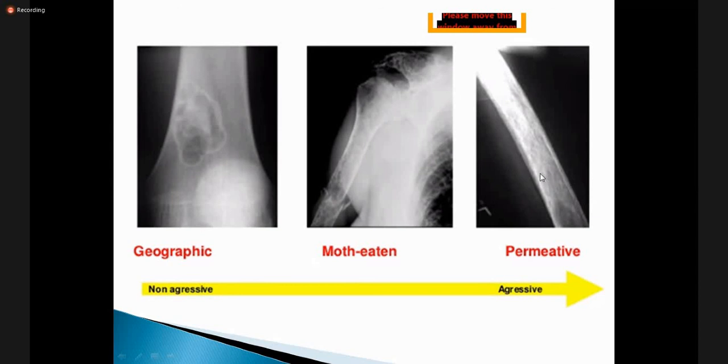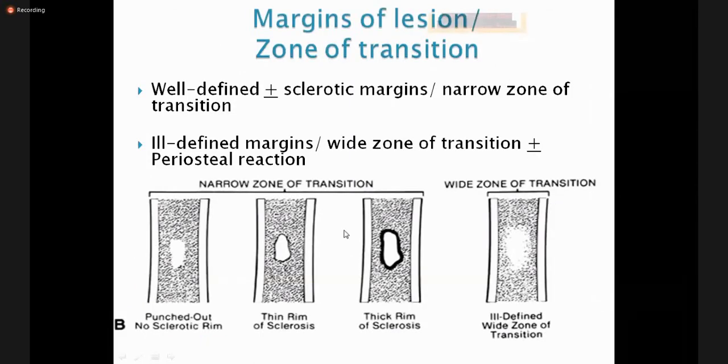Here are certain small lucencies. This is the permeative type of destructive lesion, which is most commonly caused by Ewing sarcoma in a child. Then the margin of a lesion, or the zone of transition. Zone of transition basically means the zone from where we can separate the normal and abnormal bone.